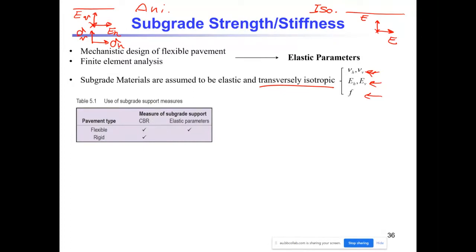And based on research, it is important to take into account the effect of anisotropy. That is the reason that in the isotropic case, we only have two independent parameters, E and nu. But in the anisotropic or transversely isotropic case, we have 5 independent material parameters: 2 Poisson ratios, 2 Young moduli, and 1 shear modulus function.